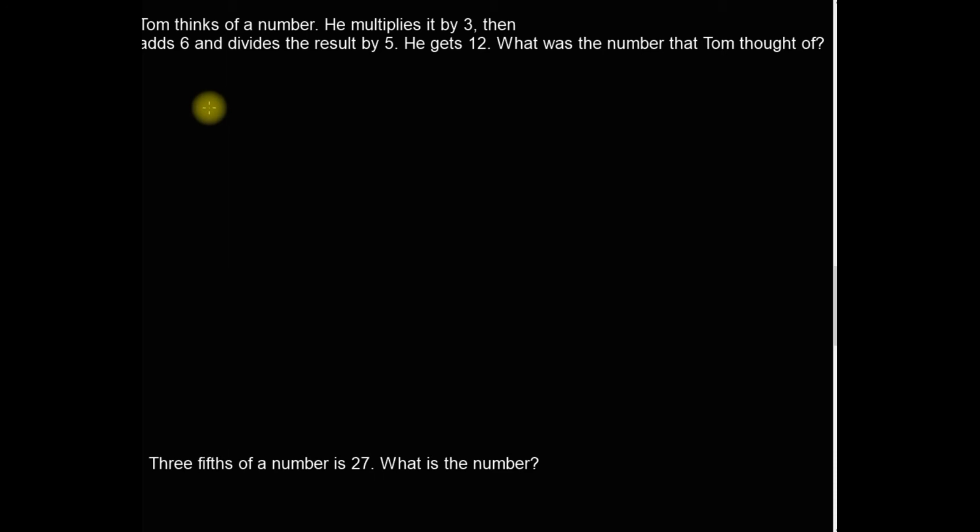So the number I always think is n. So n is the number, and he first multiplies it by 3. So if I multiply n by 3, I get 3n. Then he adds 6. So I add 6 to it. Then he divides the result by 5. Now be careful. It says divides the result by 5. So this is 3n plus 6, all of it divided by 5. It is different to 3n plus 6 divided by 5. So be careful. You read what the question says.